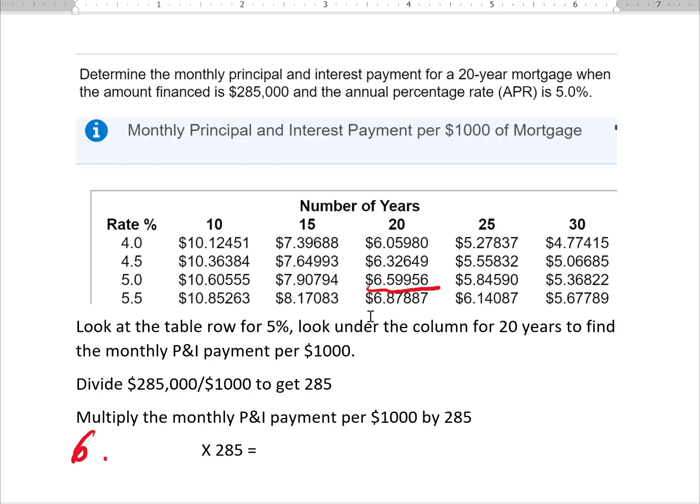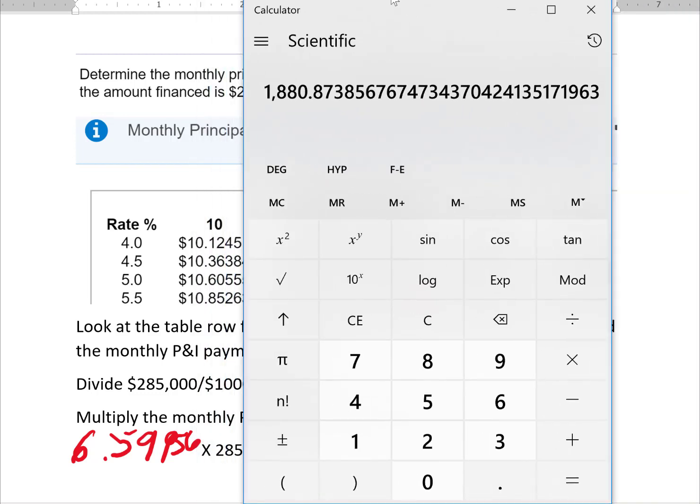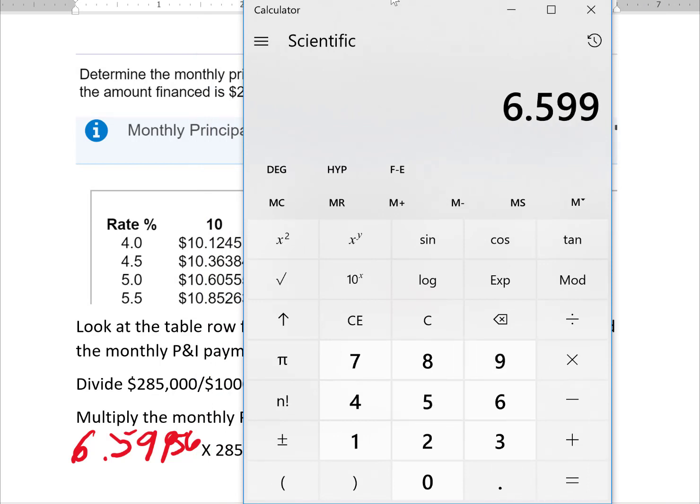So I'm going to take the 6.59956 and multiply by 285, and I come up with the same answer, $1,880.87.